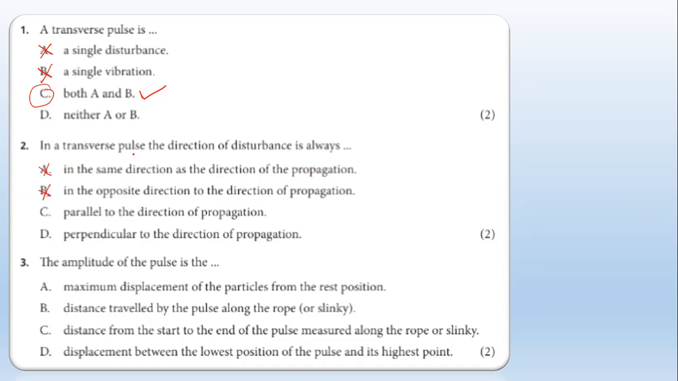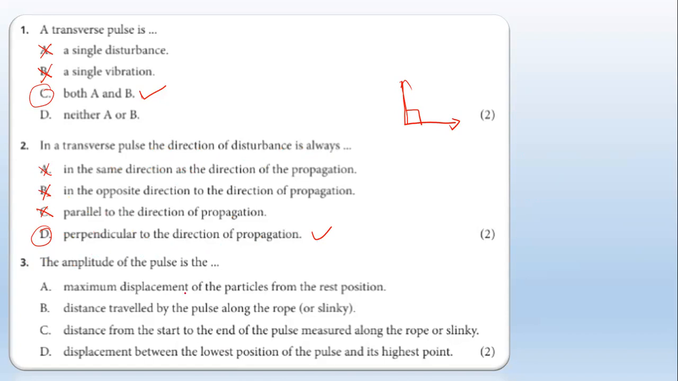In a transverse pulse, the direction of the disturbance cannot act parallel or anti-parallel to the propagation of a pulse. When you propagate a pulse on a medium, we know it will move horizontally, but we know where the particles are going to move. The particles are going to move upwards, while the pulse will move in the other direction, which is horizontal. So they're going to act perpendicular. They are not moving in the same direction. Parallel to the direction, no, no, no. This is totally out. Perpendicular to the direction of the propagation, yes, this is the correct option. In a transverse pulse, the direction of the disturbance is always perpendicular to the direction of the propagation. This is the correct answer over here.